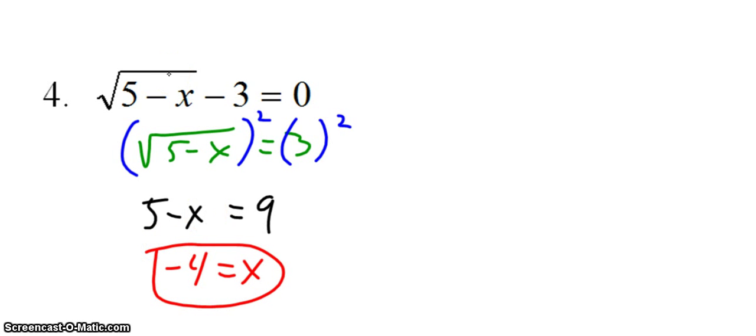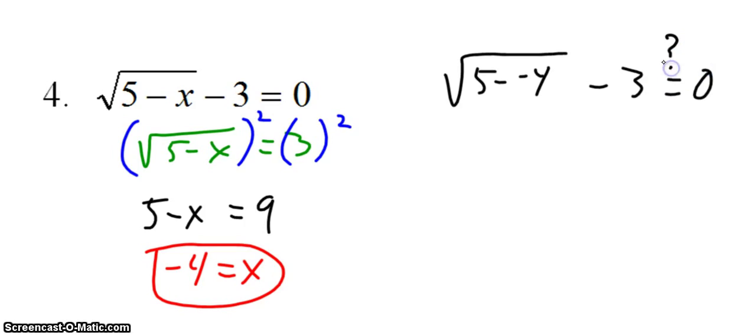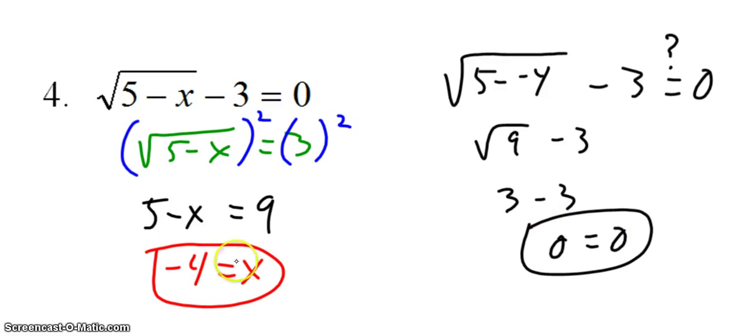Now, this was a scenario where I had to square both sides of the equation in order to solve, so I do need to check. I need to go back to the original equation, and if I do the square root of 5 minus negative 4, minus 3, does this equal 0? 5 minus negative 4 is actually 5 plus 4, so this becomes the square root of 9. This becomes 3. So I get 0 equals 0, therefore this is a good solution.